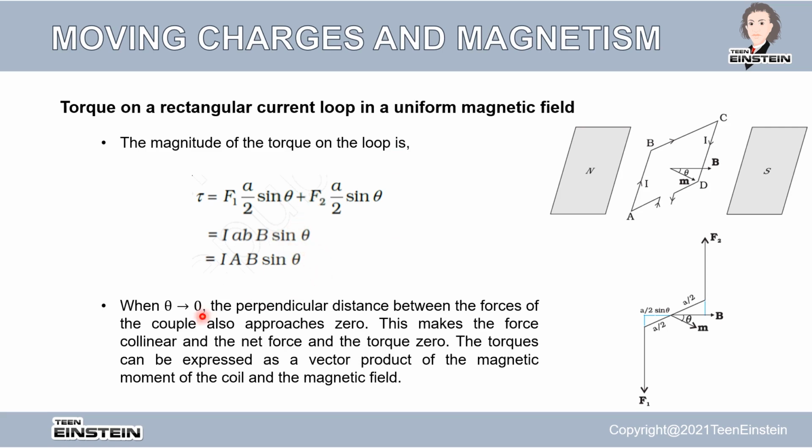So let's assume that when the angle theta becomes 0, the perpendicular distance between the forces of the couple also approaches 0. So sine 0 is 0, right? So this makes the forces collinear and the net force and the net torque will be 0. So the torque can be expressed as a vector product of the magnetic moment of the coil and the magnetic field. So if you take this IA as the magnetic moment and B as the magnetic field, then sine theta, this is nothing but the vector product.